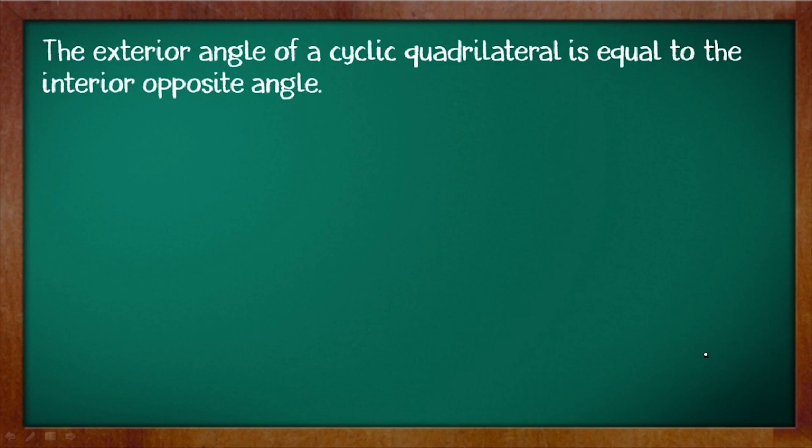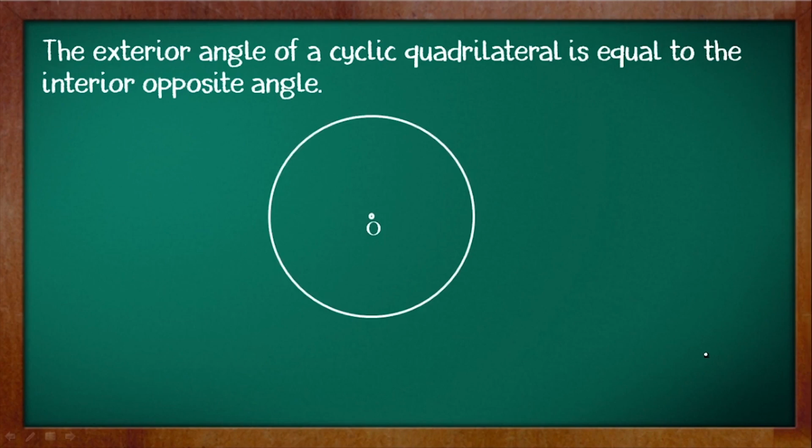The next theorem that we will be using states that the exterior angle of a cyclic quadrilateral is equal to the opposite interior angle. Again, we have a cyclic quadrilateral and we need to make an exterior angle. Suppose there is a circle with center O, and there are four points on that circle, and we draw a quadrilateral with the help of those four points. To get an exterior angle, we'll extend one of the sides of that quadrilateral. So let's extend the side AB. We have extended the side AB till the point E.